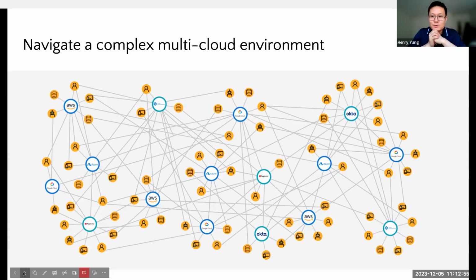So we are very happy to partner with HashiCorp, who host this webinar together with us, to talk about multi-cloud security as well. Next slide, please.